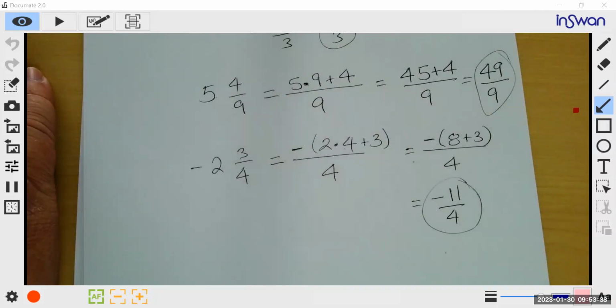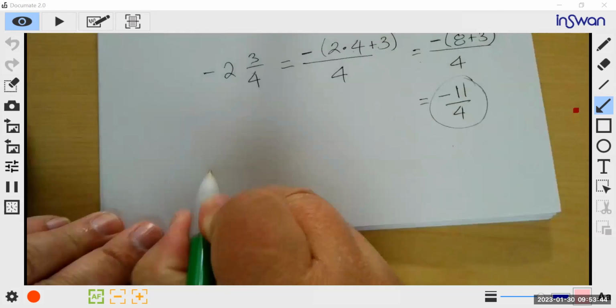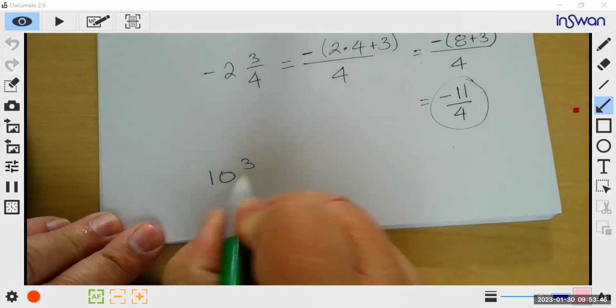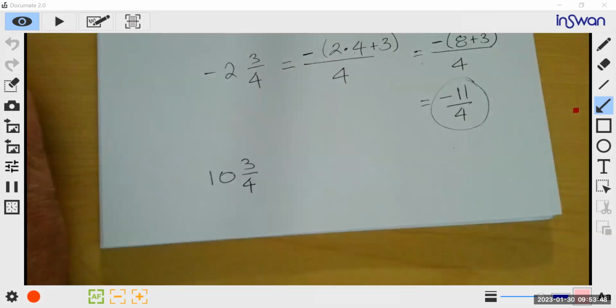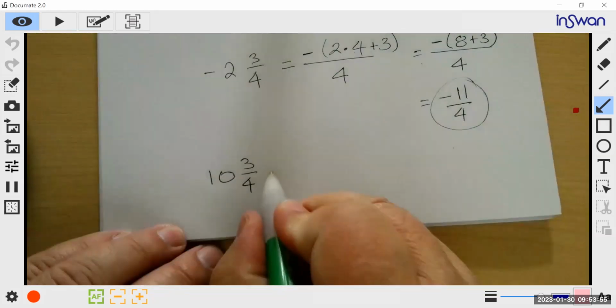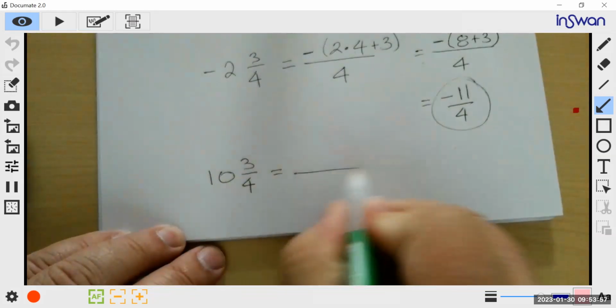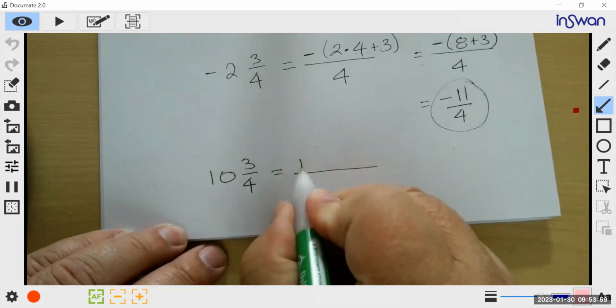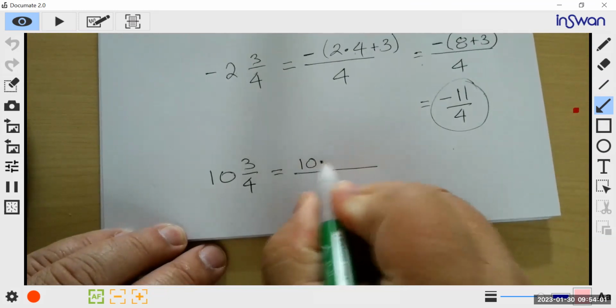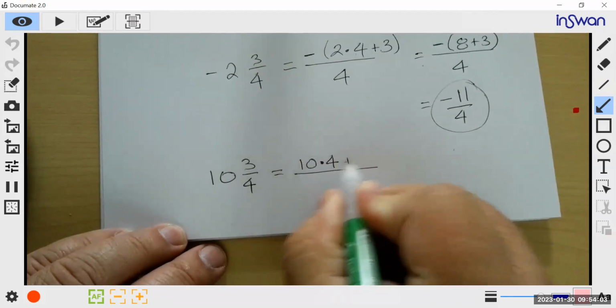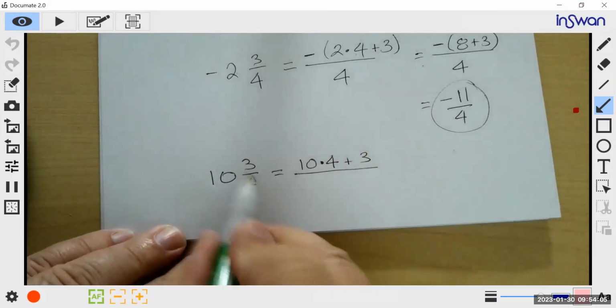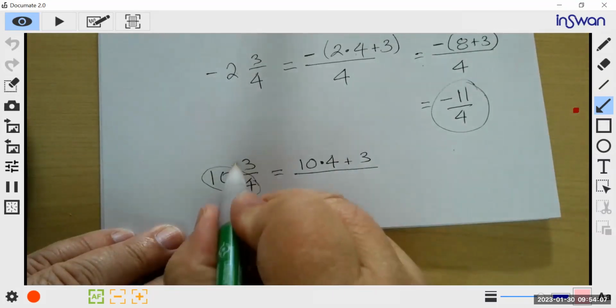Let's try number 15. 10 3/4. We'll multiply those. Add that.